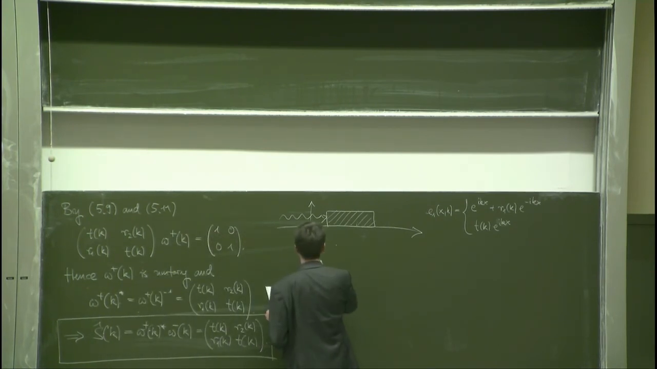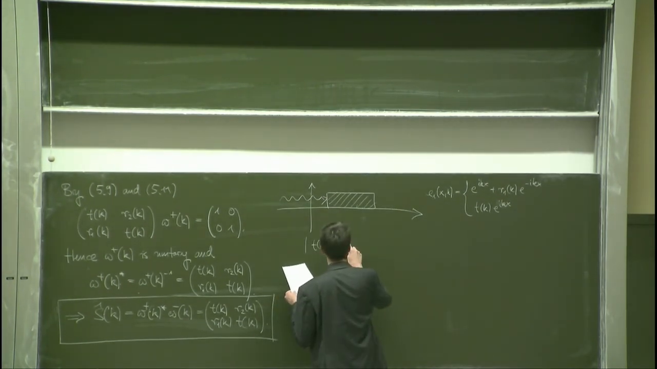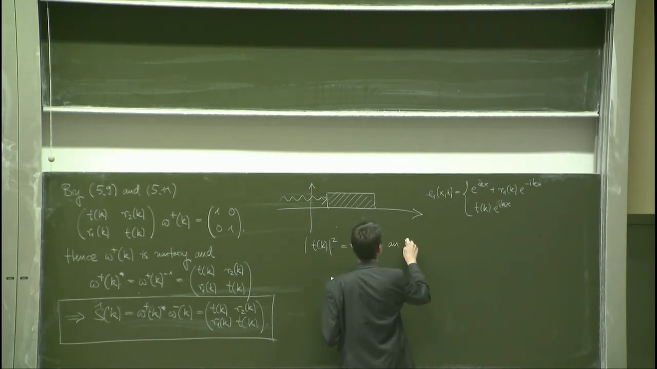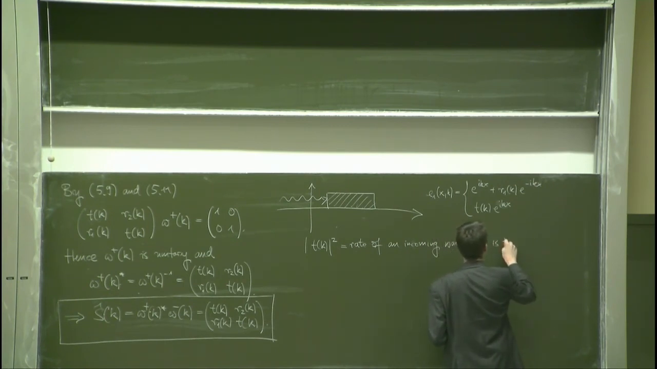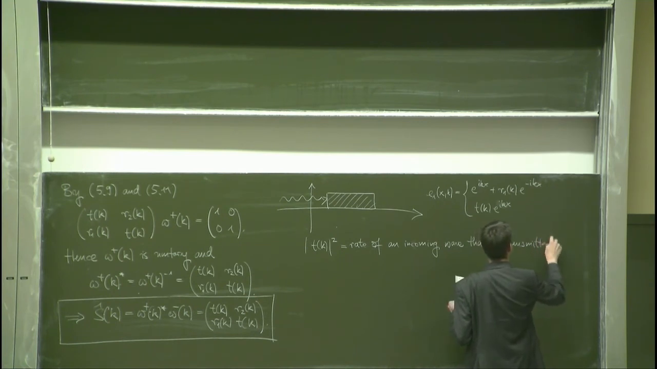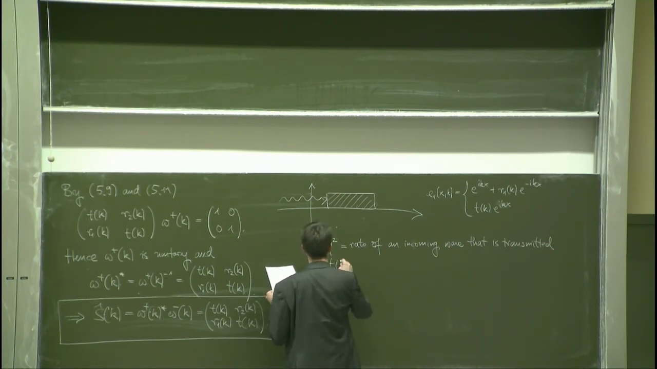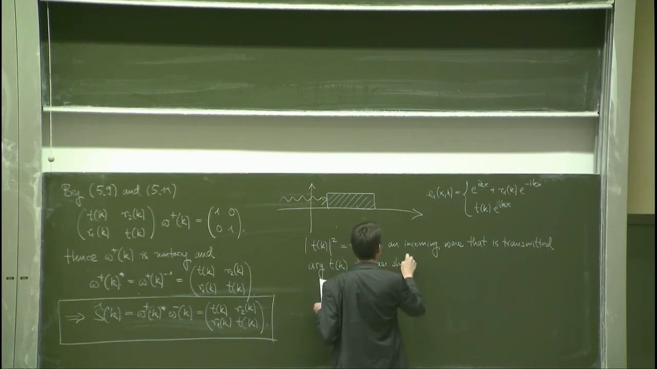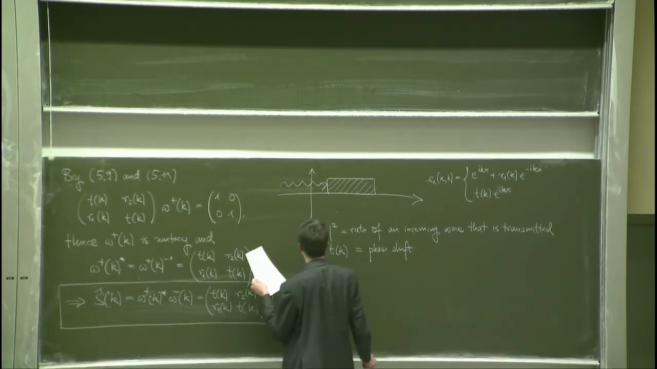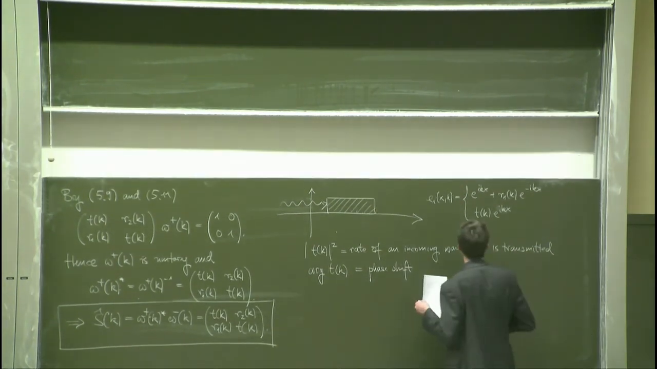So we can say that the absolute value of T of k to the power of 2 is the rate of an incoming wave that is transmitted, and one can also derive that the argument of this T of k is the corresponding phase shift. And we call this T of k the transmission coefficient.